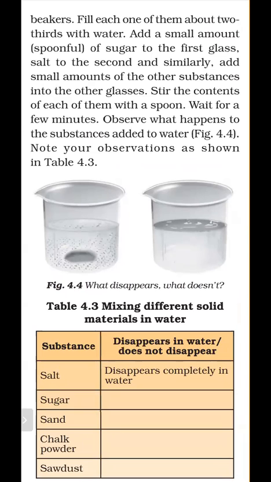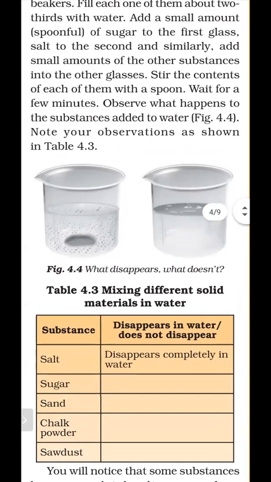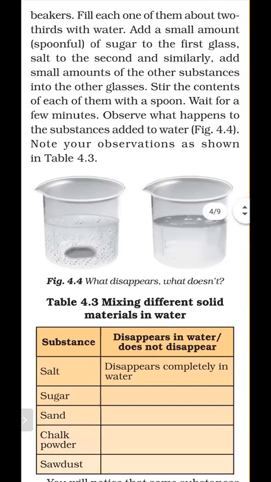And then in the second beaker, we are adding salt. And in the third beaker, we are adding sand. And in the next beaker, we are adding chalk powder. And in the next beaker, we are adding sawdust. After adding these substances into the beakers, we are mixing them with the help of a spoon.